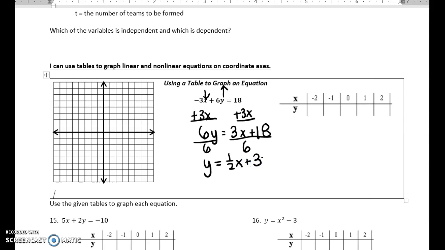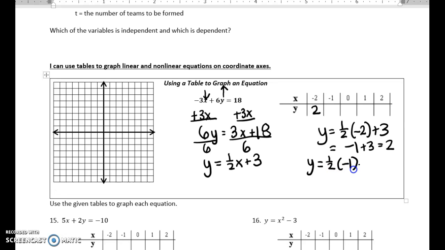What I mean by saving yourself work in the end is that now if I start plugging in my input values, 1/2 times -2 plus 3, all I have to do is multiply and add to get my answer. So when I plug in -2, I get y as an output is 2. When I plug in -1 as an output, I will get -1/2 plus 3. I will get 2.5.